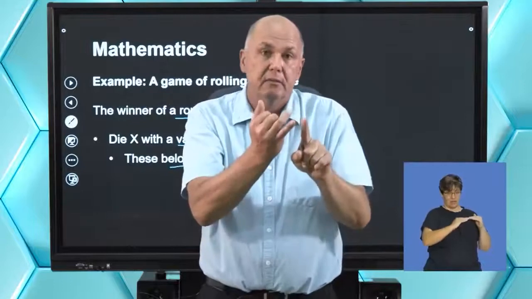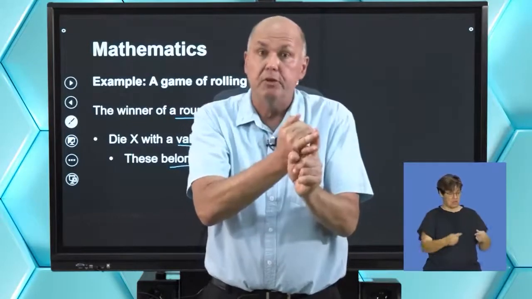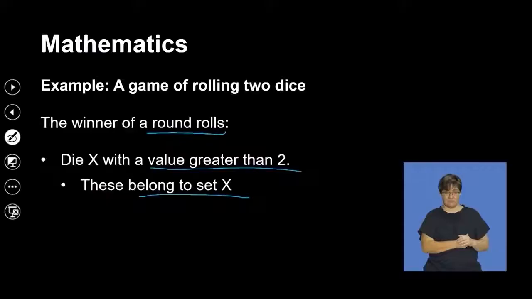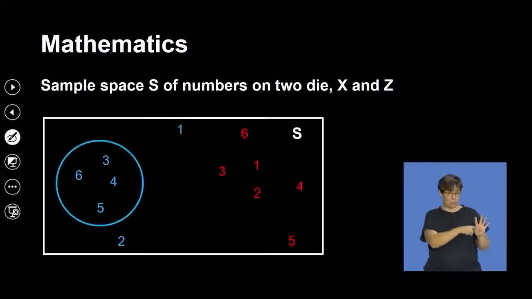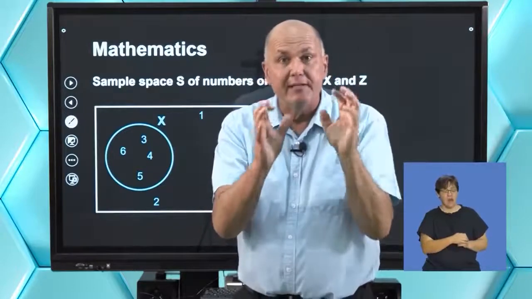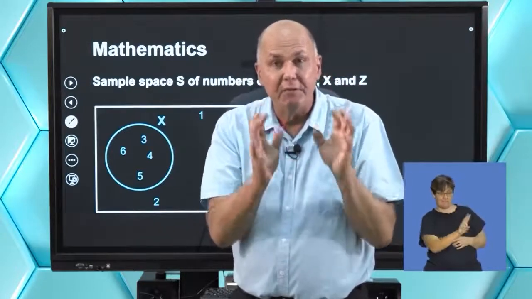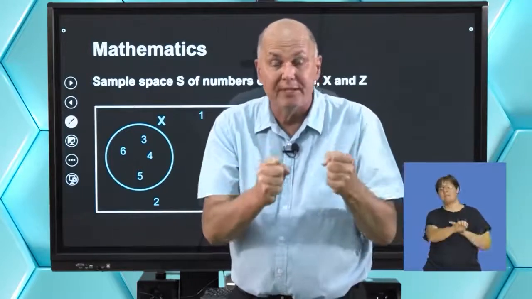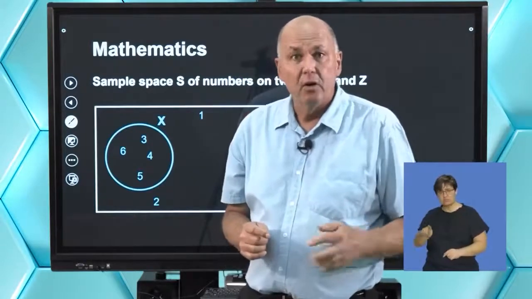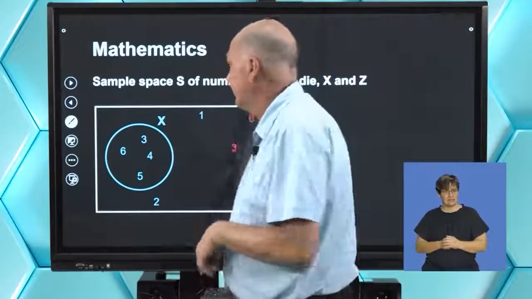So that means it can't be 1, it can't be 2. But if it's greater than 2, then it will be 3, 4, 5, and 6. So there are 4 numbers that will make you a winner. That will be set X. There we go. We've got 3, 4, 5, and 6. Very good. I hope you understand that it's those ones that we're looking at. So we've calculated and we've seen graphically that there are 4 possibilities for winning when rolling die X. But what about the second die? What about die Z? Have a look at what the rules are.